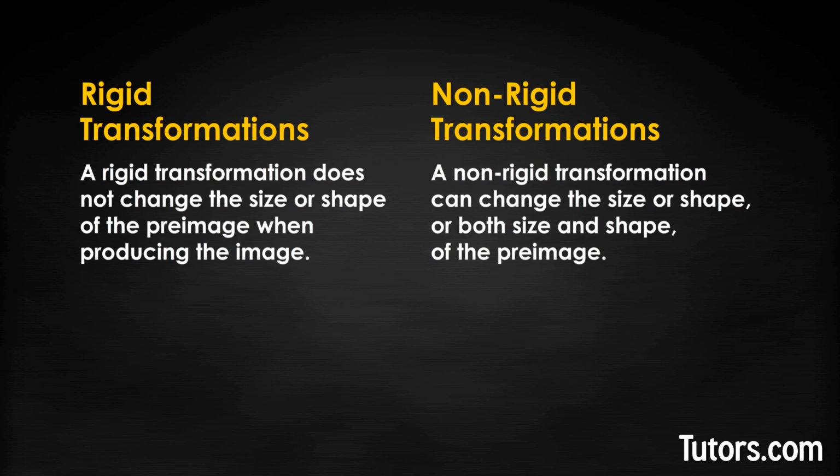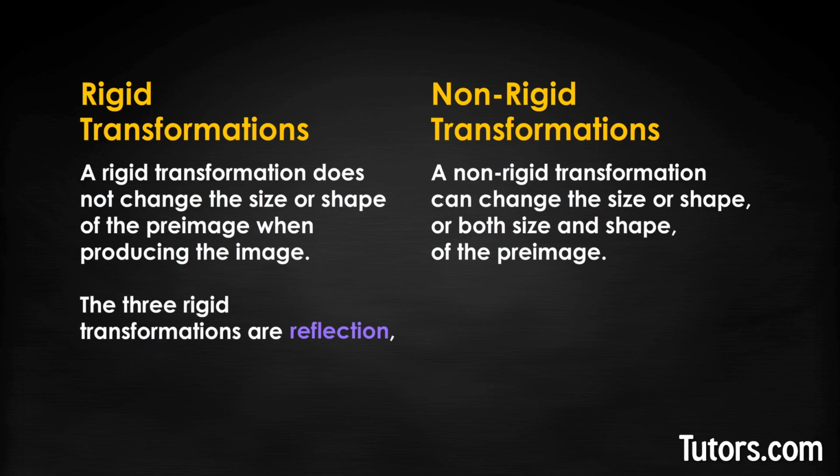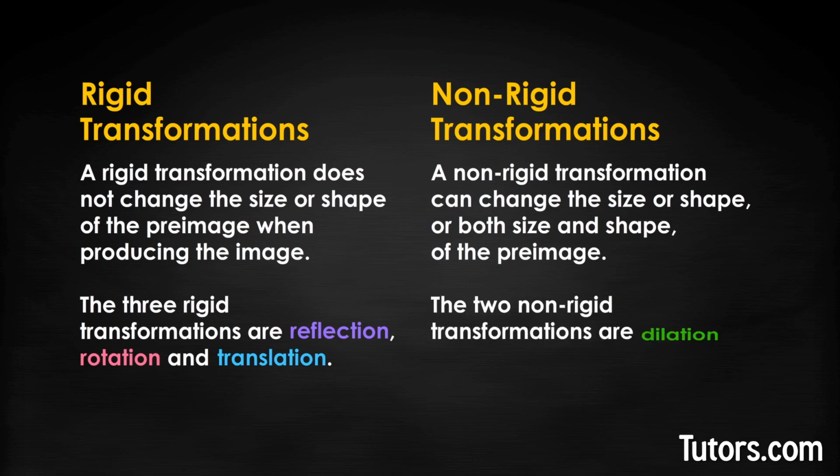3 transformations are rigid. They do not change the size or shape of the preimage. The 3 rigid transformations are reflection, rotation, and translation. The image from these transformations will not change its size or shape. The other 2 transformations, dilation and shear, are non-rigid. The image resulting from the transformation will change its size, its shape, or both.